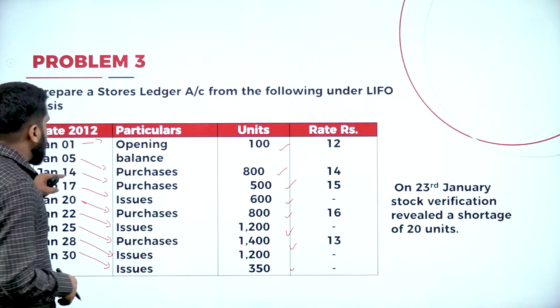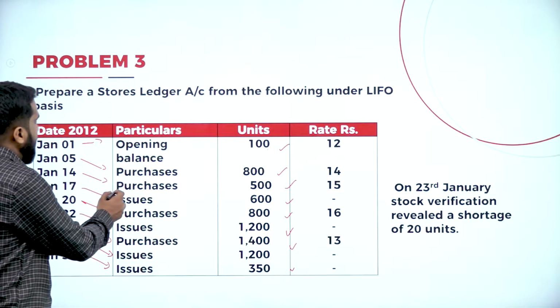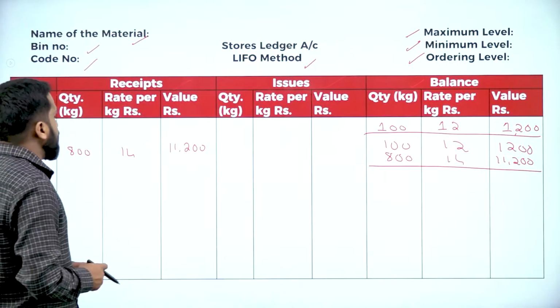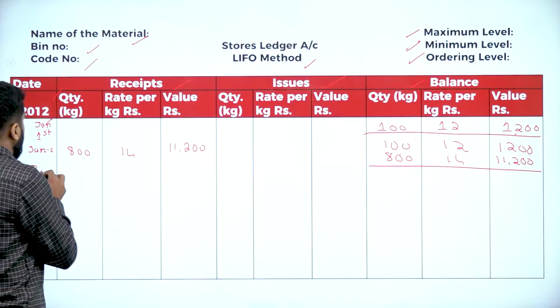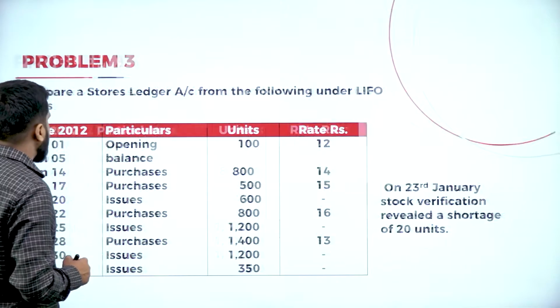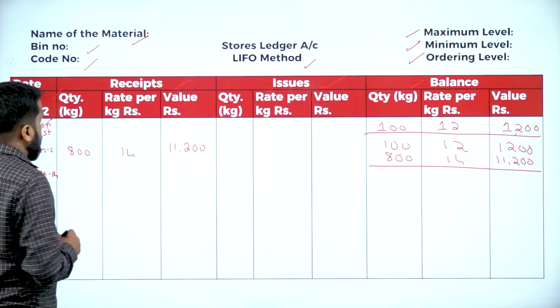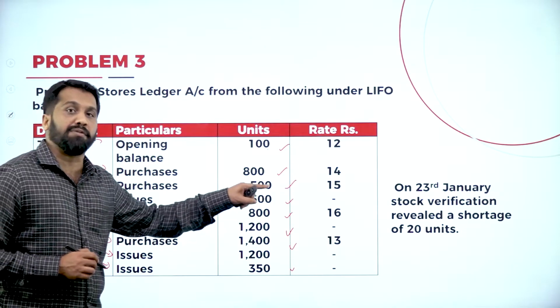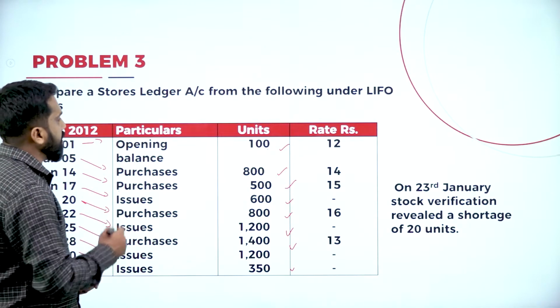Next, January 14th. Again, there is a purchase of 500 units. January 15th? No, it is 14th. January 14th. So how much did we purchase? We purchased 500 at rupees 15 per unit.